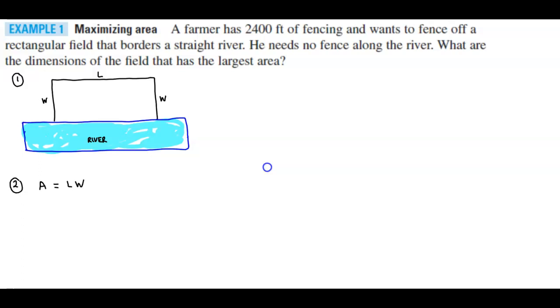And so, what do we know? Well, we also know that the farmer has 2,400 feet of fencing and wants to fence off a rectangular field. So when we talk about the perimeter, that's equal to 2 times the length plus 2 times the width. But we notice that we only have one length, we don't have 2 lengths, so we're only going to use 1 length. So what is the perimeter of our problem? Well, the perimeter is 2,400. It's going to equal the length plus 2 times the width.